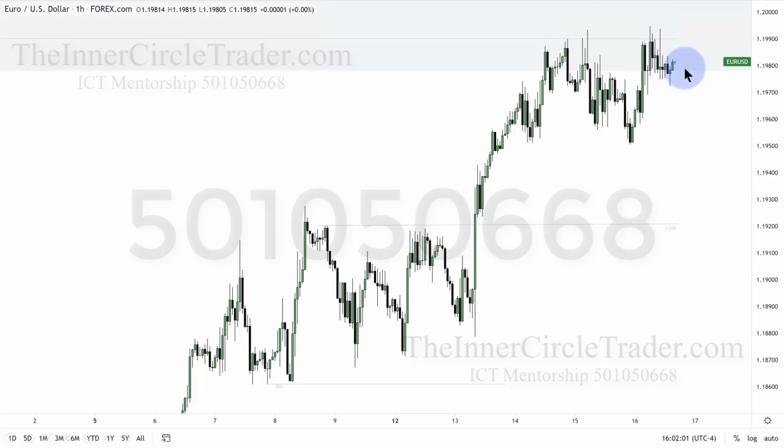So I'm looking for this to want to continue up on Sunday into Monday. And we'll see if we get that. I'm favoring that on a continuation: higher foreign currency, lower dollar.